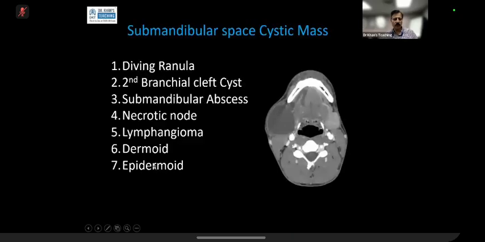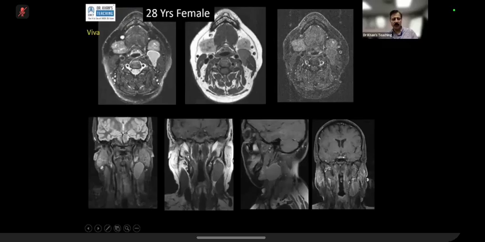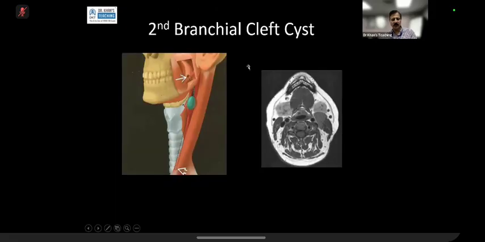So take a screenshot of this one. Diving ranula, second branchial cleft cyst, as you were talking about, submandibular abscess, necrotic node is extremely important, lymphangioma, dermoid, and epidermoid. So if you see here, this is a branchial cleft cyst. The classical location of a branchial cleft cyst is in between the submandibular gland and the sternocleidomastoid muscle. So this is the sternocleidomastoid, this is the submandibular gland. This is the second branchial cleft cyst.